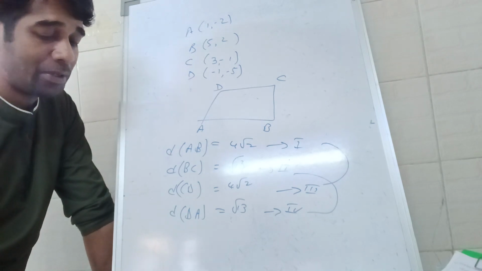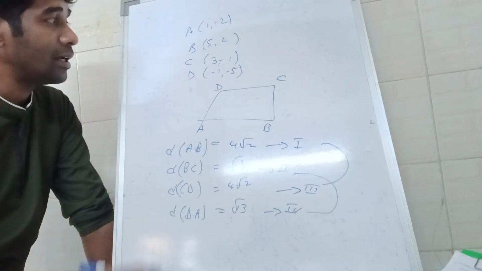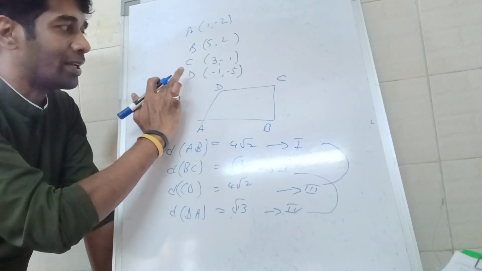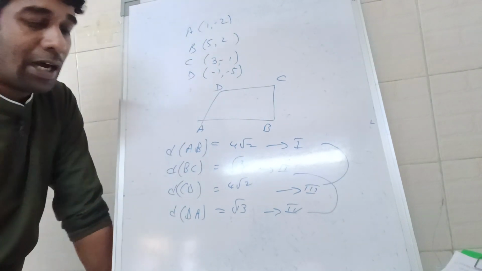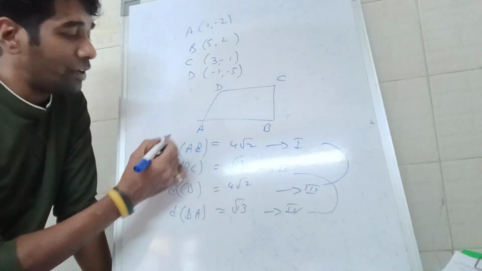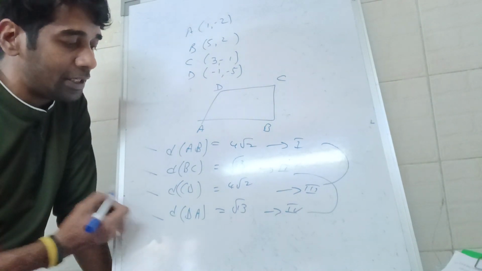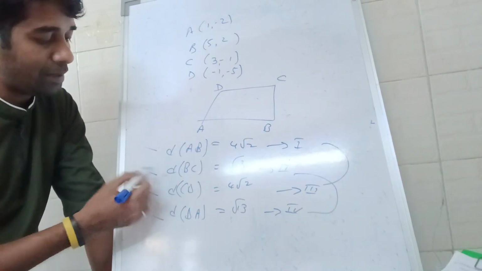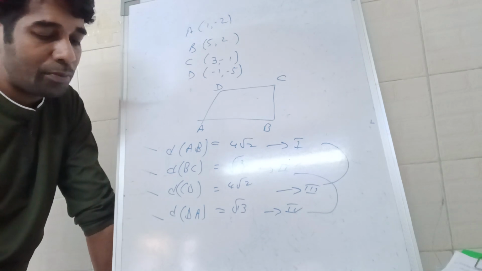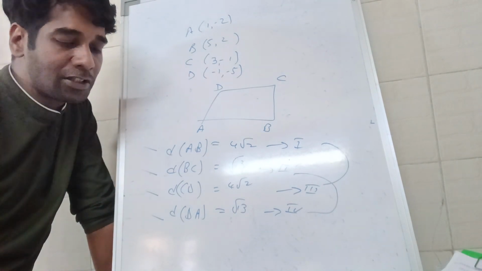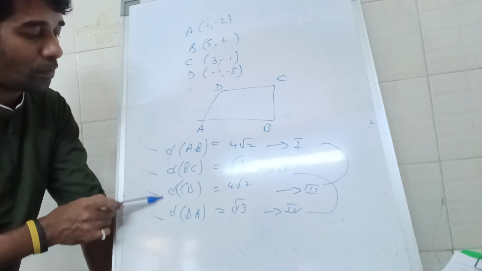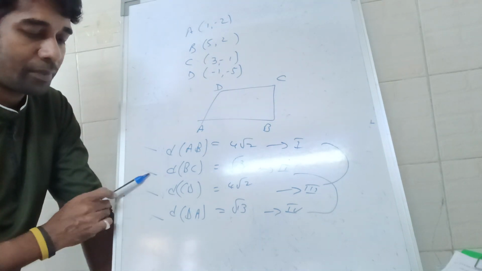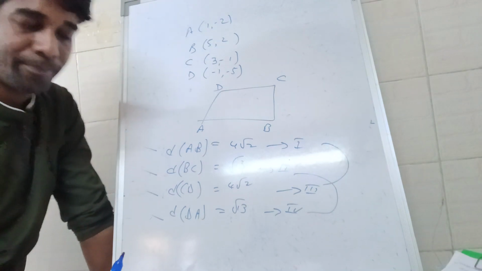Now the question I have to frame is: prove that points A (1, -2), B (5, 2), C (3, -1), D (-1, -5) are the vertices of a parallelogram. So very first we'll take distances AB, BC, CD, DA. And when I get AB equal to CD and BC equal to DA, my question will be, prove that A, B, C, D are the vertices of a parallelogram. Because opposite sides are equal, therefore the quadrilateral is a parallelogram.